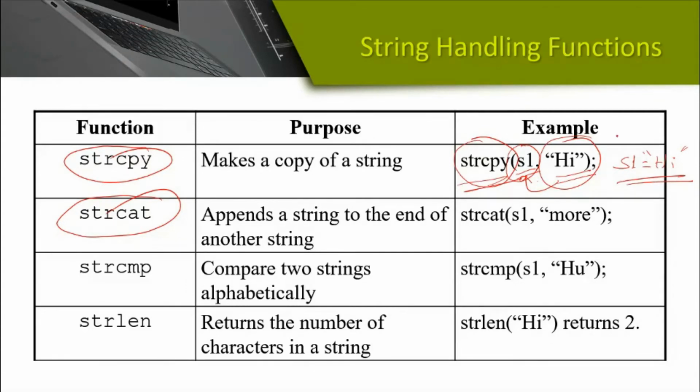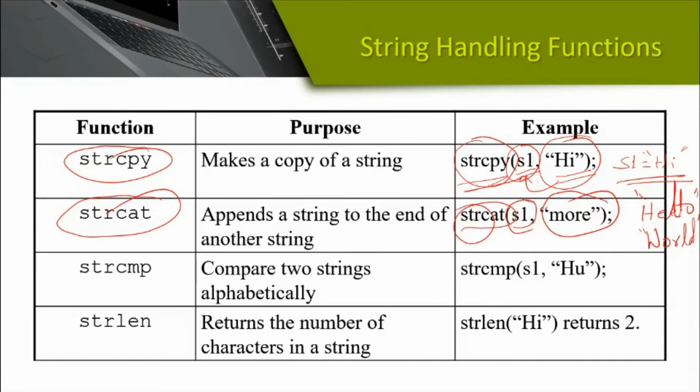Suppose we have two strings like this. One string is hello, and the other string is world. So we have two separate strings, hello and world, and we want to combine these two in order to get the output as hello world. In that case, you can use strcat, that is string concatenation. In the string concatenation, it is the two strings which are to be concatenated or appended together that are given. So S1 comma more.